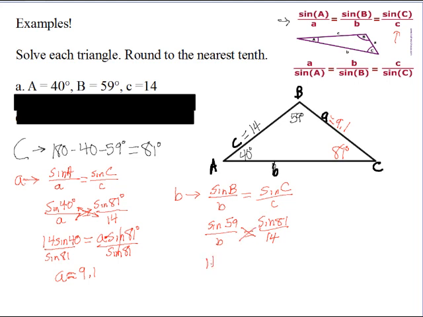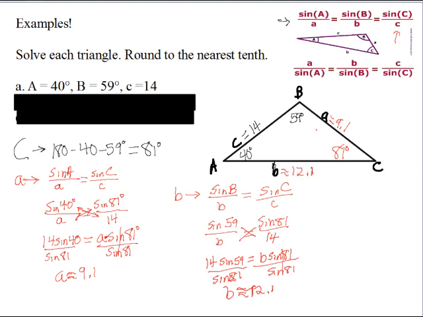And you get 14 times sine of 59 equals b times sine of 81. Divide both sides by sine of 81 because we want to get our little b by itself. Cross out b on the left. And when you plug in your calculator, 14 times sine 59 divided by sine 81, you should get approximately 12.1. Okay, so b is approximately 12.1.